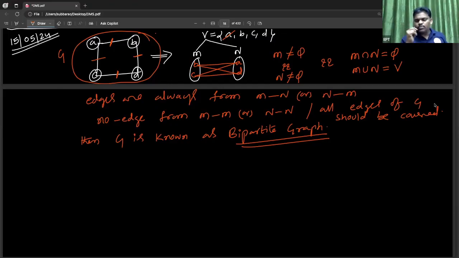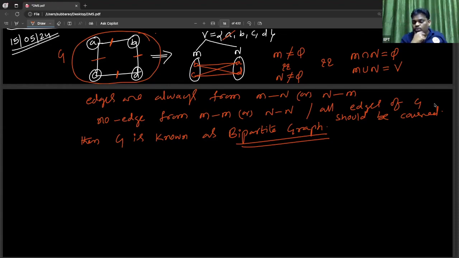Again, I'm repeating. They will give one graph and ask you, is this graph a bipartite graph or not? Then what is the answer? You have to make sure that the graph can be redrawn like the second graph. Any graph which you can draw like the second graph, then the given graph is a bipartite graph.